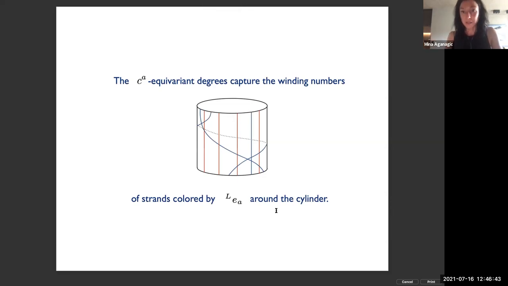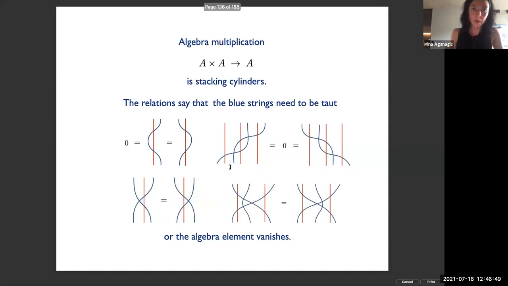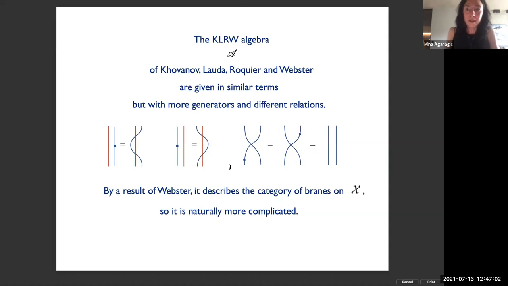The other equivariant degrees capture the winding numbers of strands around the cylinder. The algebra multiplication is simply stacking cylinders and rescaling. And the relations say that the blue strings need to be taut or the algebra element vanishes. The KLRW algebra, which we'll call script A, of Khovanov, Lauda, Rouquier, and Webster, is given in similar terms, but it has more generators and correspondingly different relations. By a result of Webster, it should describe the derived category of coherent sheaves on X. So it's on the big X. So it's naturally more complicated because the space is bigger.